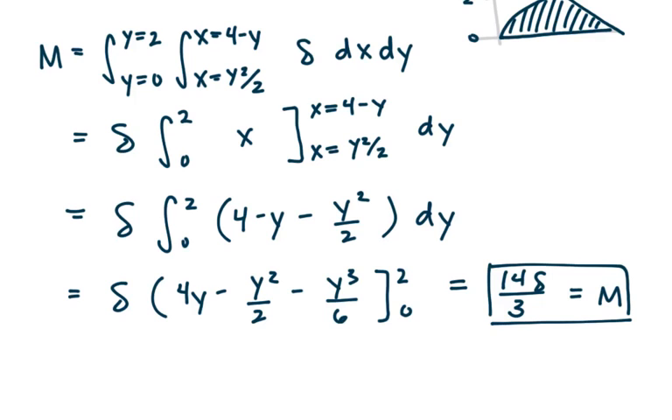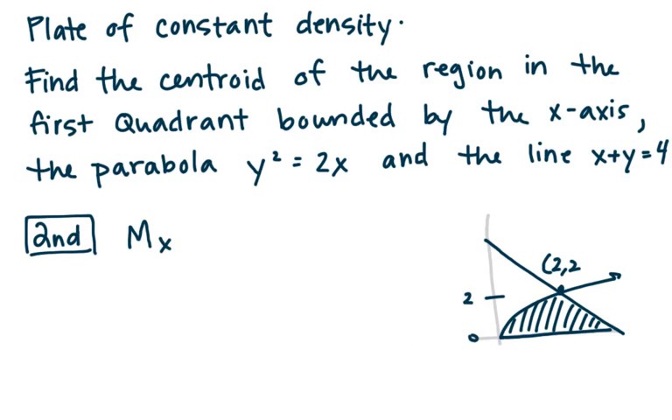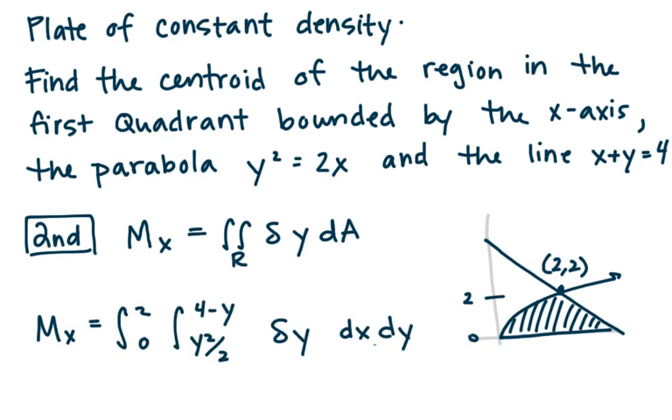Okay, so now we have two more steps, the moment about the x-axis and the moment about the y-axis. So the moment about the x-axis is going to, again, be that double integral across R of delta, but we have this additional variable as part of our formula, y dA. And of course, the setup is going to be exactly the same. It's just as we work through this, we have that extra y value there.